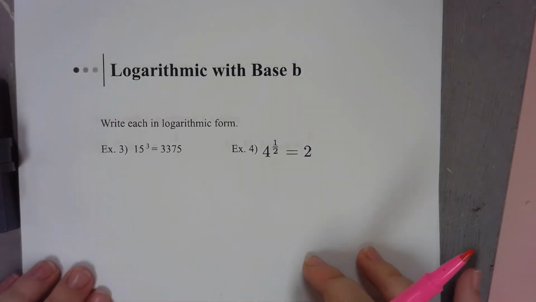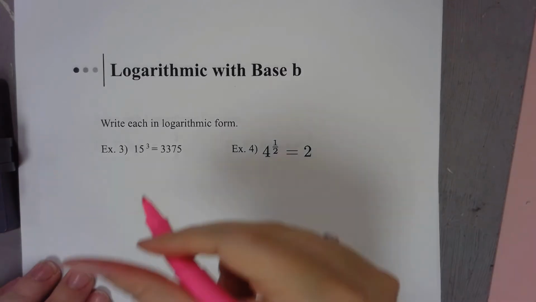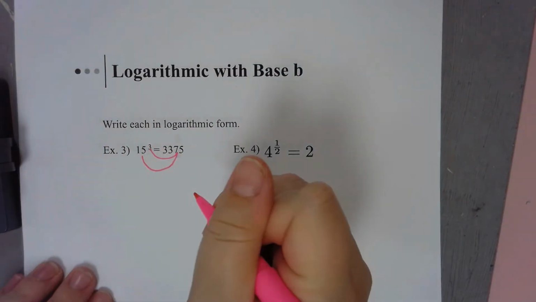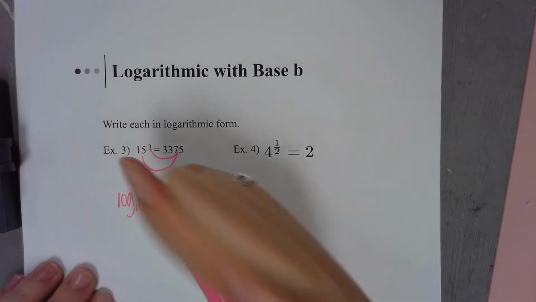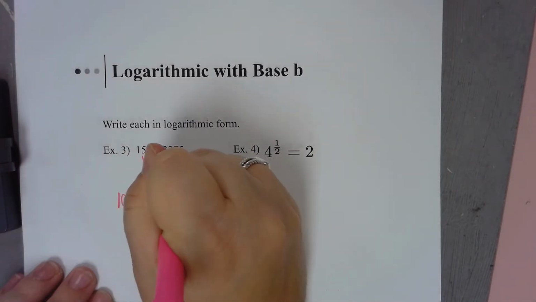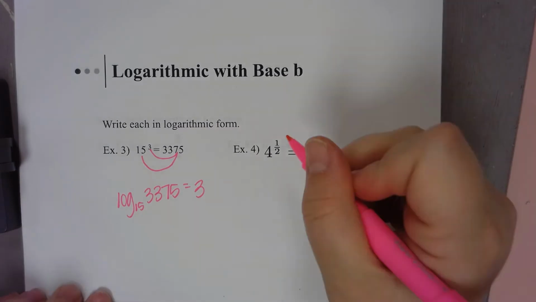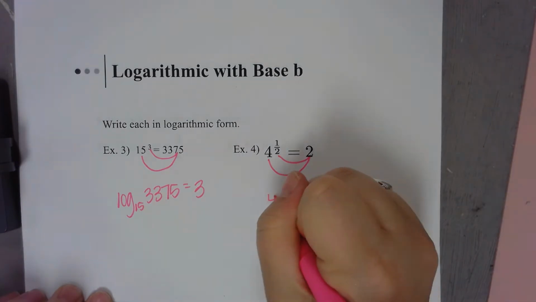In this example, we're converting from exponential to logarithmic form, and I'm going to take from 15, go out and back to the exponent. So we're going to say log base 15 of 3,375 is equal to 3. I'm going to do the same thing here. Start from base, out, back to the exponent.